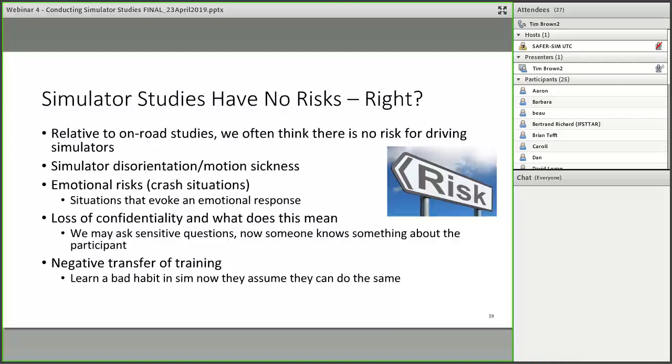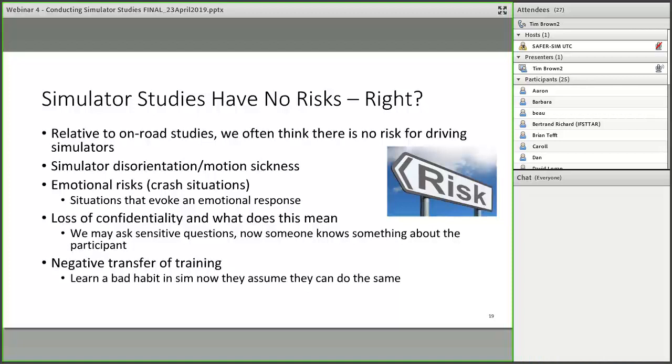Loss of confidentiality is always a big one. It's the one we always throw in. It's also one we don't necessarily think about. What are they disclosing to us in terms of their background, their history, their driving history? We may ask questions about alcohol and drug use that is information they wouldn't want getting out to the public, and there is that risk that those files get hacked and that information becomes available. Although we take lots of steps to minimize it, we still need to disclose what those risks are.